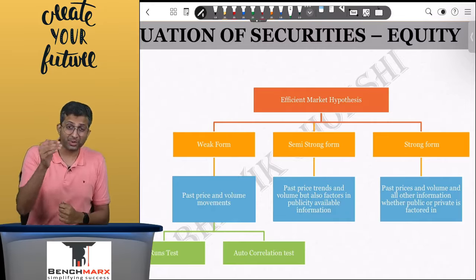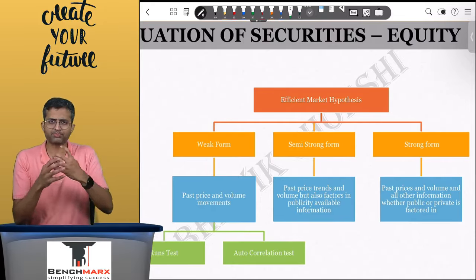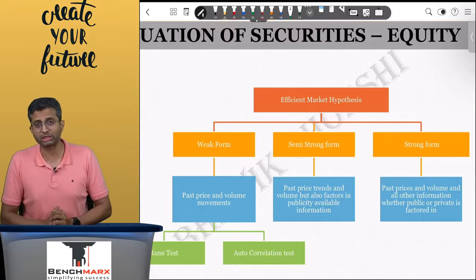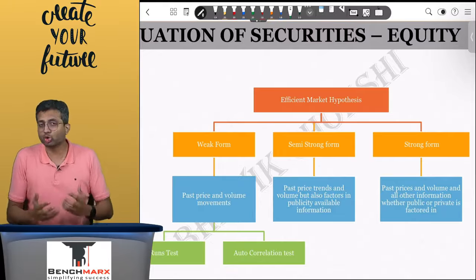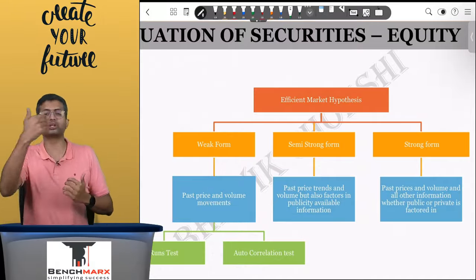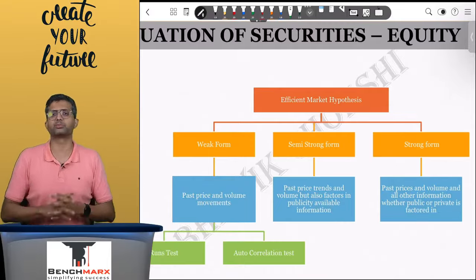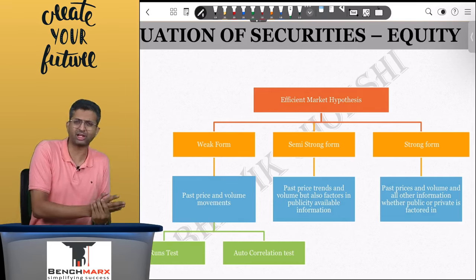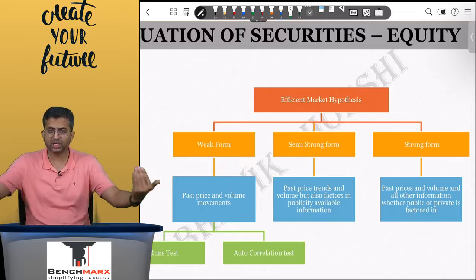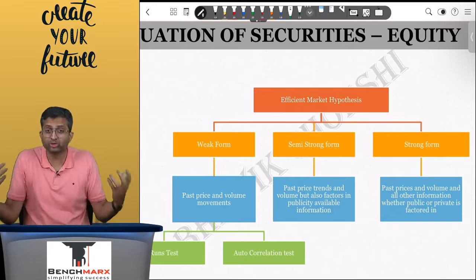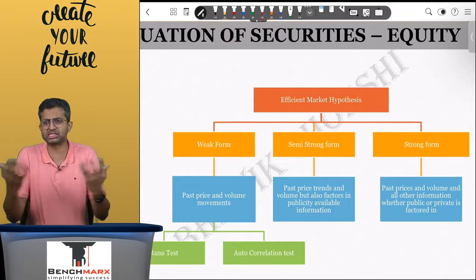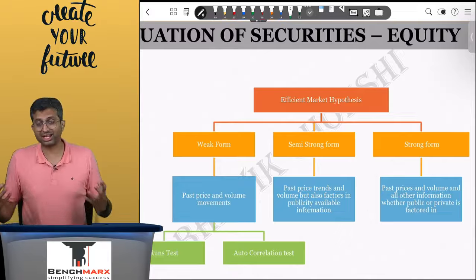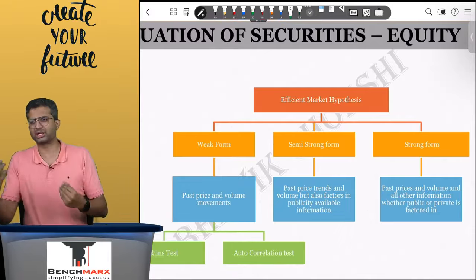If the prices prevailing today reflect patterns and data of past prices and volume, your market is supposed to be weak form efficient. If your prices today reflect not only the past price and volume data, but also the publicly available information, the market is semi-strong efficient. Whereas if your market is so efficient that it reflects the past price and volume data like technical analysis, also publicly available information like fundamental analysis, and also privately available information like insider information, then the market is strong form. Really good and developed markets are in the semi-strong phase because insider trading is banned.